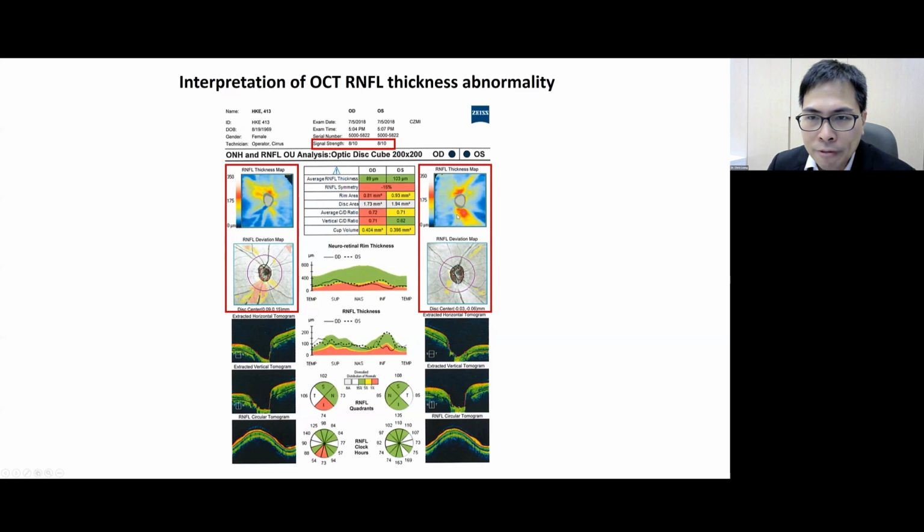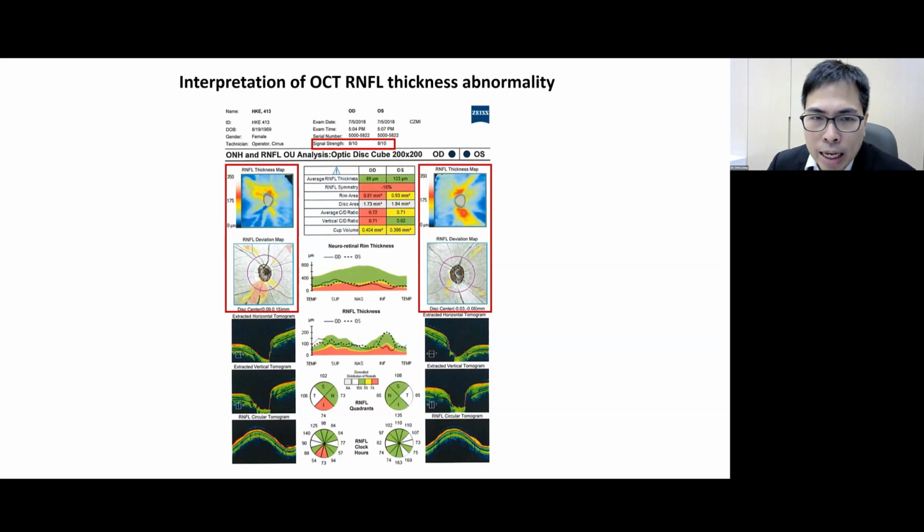When we look at the left eye, you see the thickness of the retinal nerve fiber layer in the thickness map. Basically, it follows what we expect to see, being thick over the supratemporal and infratemporal sector of the optic disc. And then in the deviation map, you don't see any abnormal pixels highlighted in red. So you may then think, or you may say, for the left eye, you don't see any abnormal retinal nerve fiber thickness.